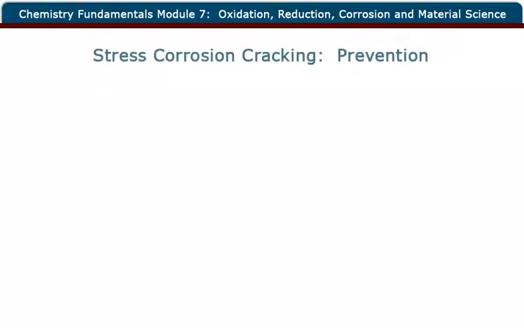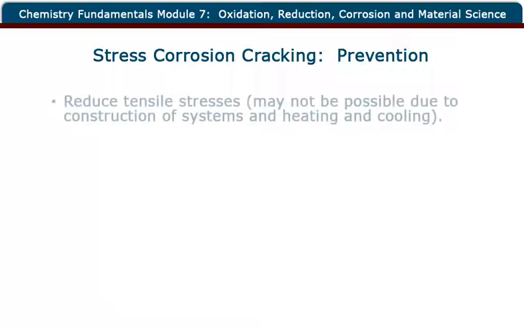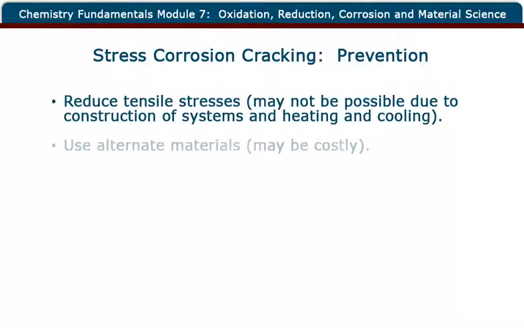Listed here are some ways that stress corrosion cracking can be prevented. Reduce tensile stresses. This may not be possible due to construction of systems and heating and cooling. Use alternate materials, however, this may be costly.